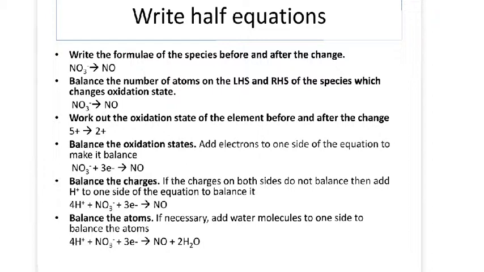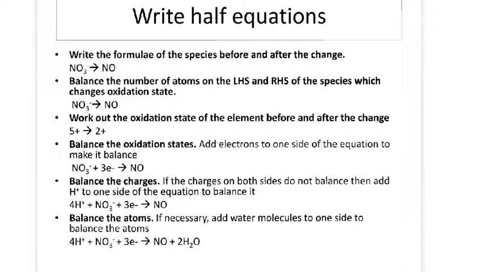Once we've done that, we need to balance the number of atoms on the left hand side and the right hand side of the species. And remember, at this point we're only balancing the elements that have got a change in oxidation state. In this case we're interested in the nitrogen, so the nitrogen has to balance. On our left hand side and our right hand side we've both got 1 nitrogen, so it's already balanced. The oxygen isn't balanced, but we don't need to worry about that right now because the oxygen hasn't changed oxidation state. It's 2- on the left hand side and it's also 2- on the right hand side.